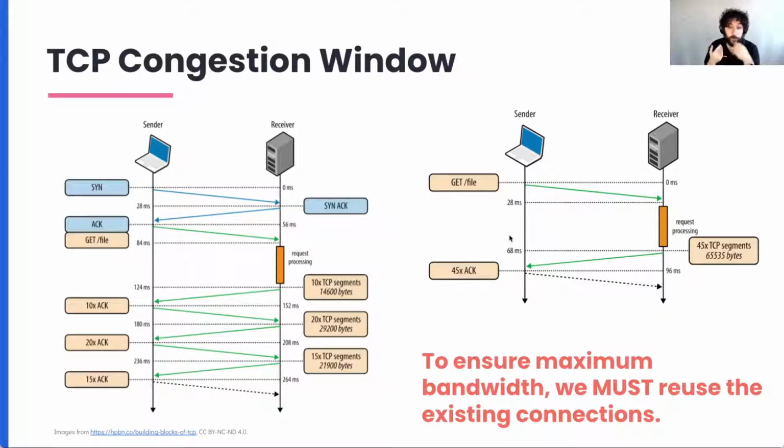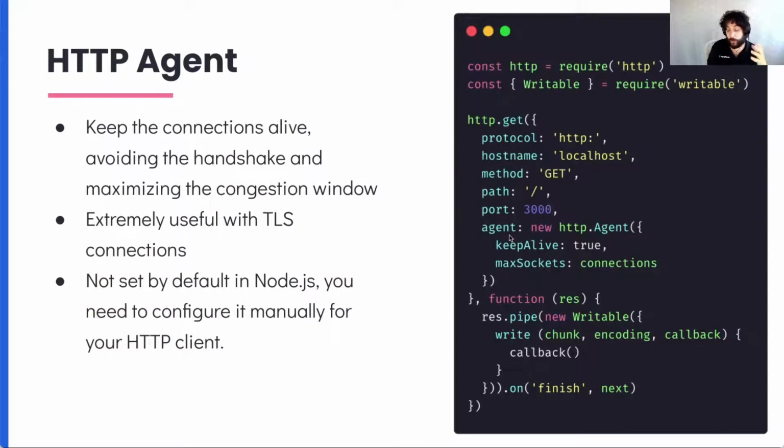Now, in the example on the right, you can see that if we have a bigger congestion window, we can send all our data without receiving an ACK from the server. In this way, we are actually reducing the latency quite a lot. So in order to ensure the maximum bandwidth and the minimum latency, we must reuse existing connections, right? This is a fair assessment. So what we were doing before, creating a new connection every time, is not efficient.